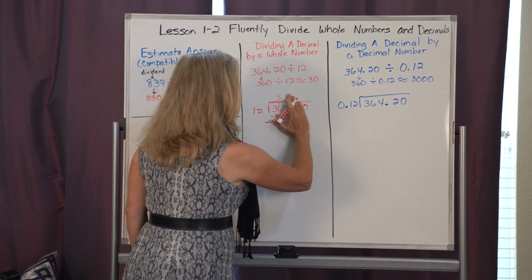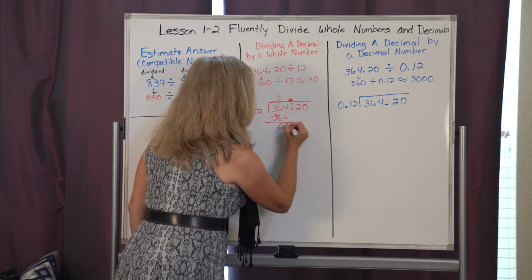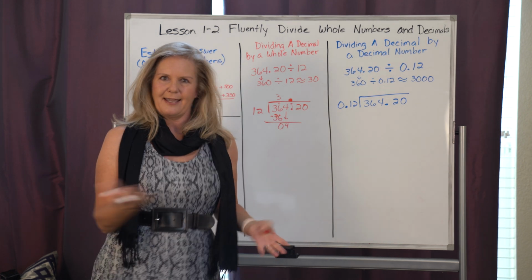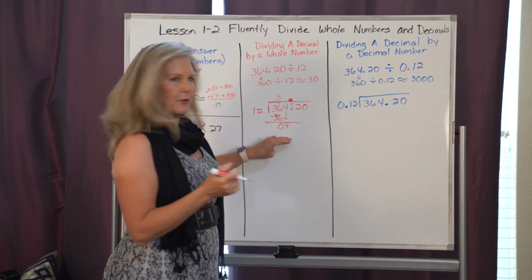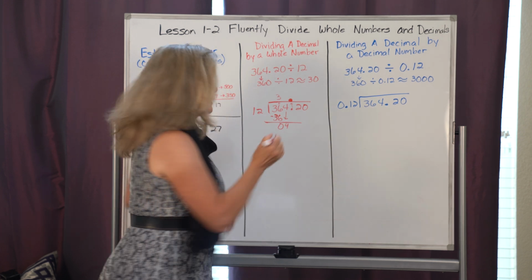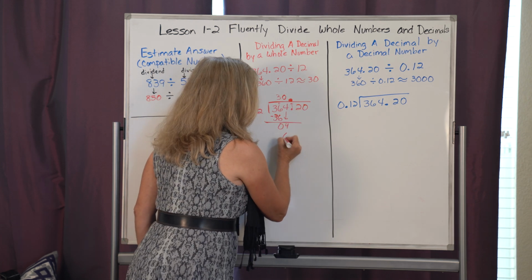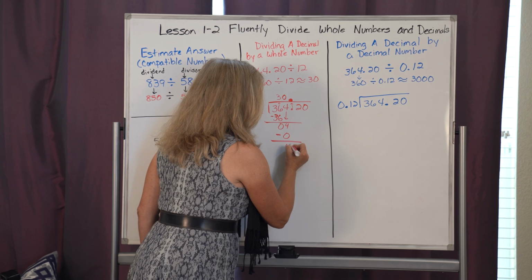And when I pull my hand over to get the next place, I have to pull down that 4. And I start the process again. Can 12 go into 4? Well, people will say no, but it goes in 0 times. So I just put a 0. 0 times 12 is 0. Subtract it out, I have 4.